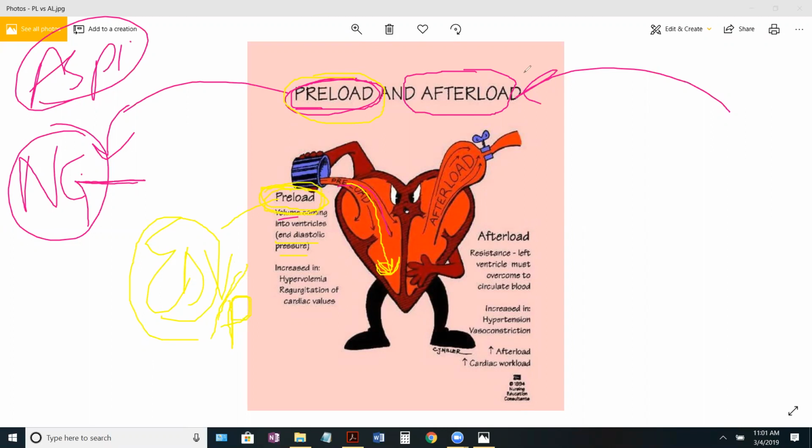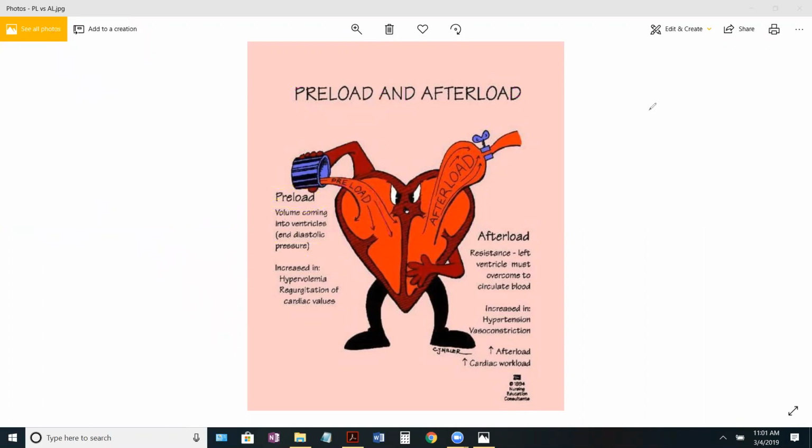So similarly, what is afterload? That's also very high yield. Afterload is not the volume, first thing. Preload is technically, and in every way, a volume.